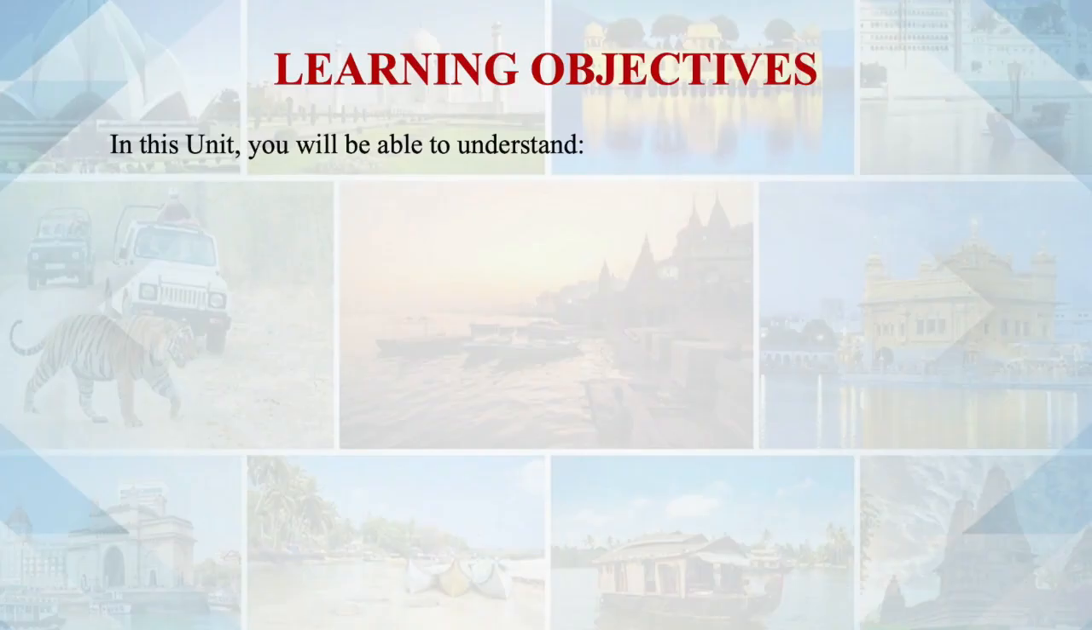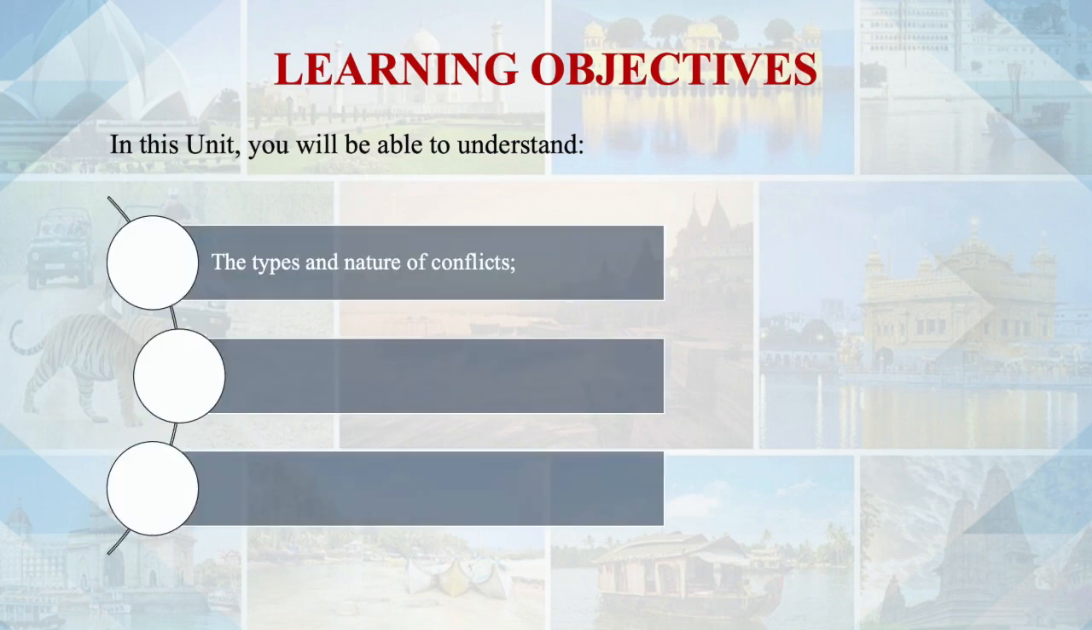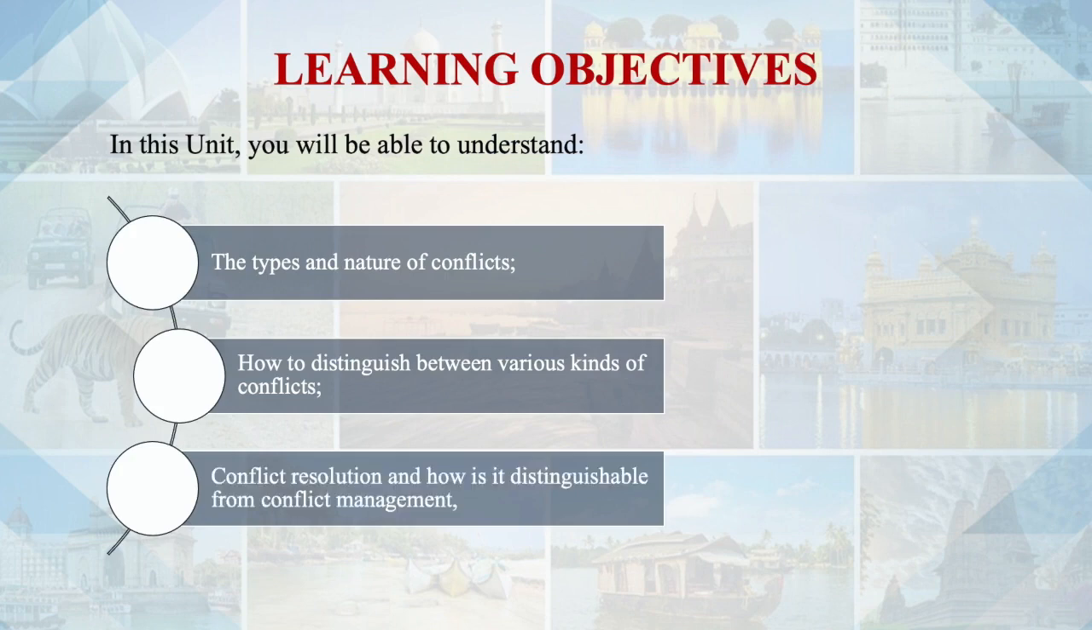So in all, we have 4 units, unit number 9, 10, 11 and 12 in block 3 that we are going to discuss. So unit number 9 is methods of conflict resolution. The objective of this unit, meaning what you are going to understand in this unit: you are going to learn about the types and nature of conflicts, how to distinguish between various kinds of conflict, then conflict resolution and how it can be distinguished from conflict management, meaning what is the difference between conflict resolution and conflict management.